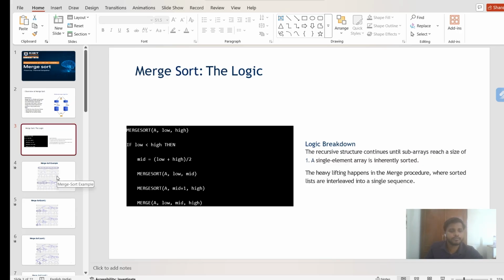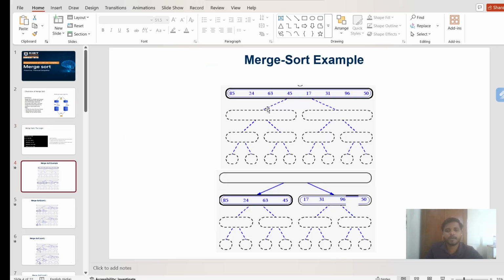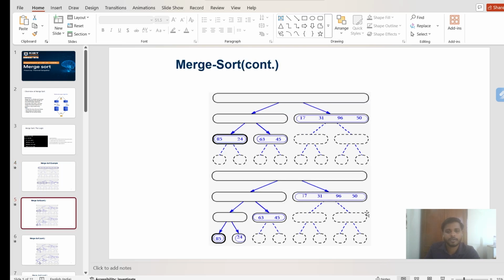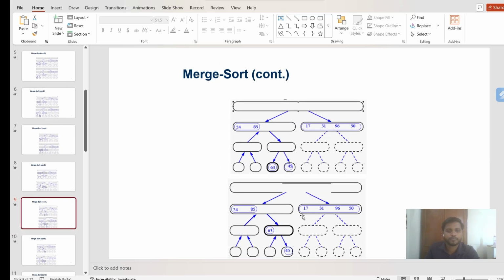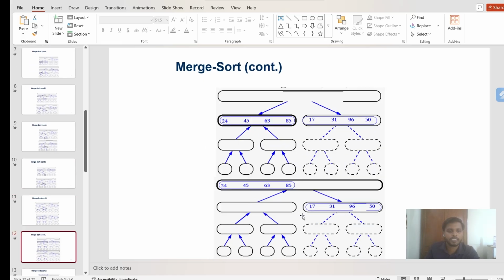Now let us see this example. This is the example I just now discussed. Initially, this is the thing, and 85, 24, 63, 45 will come here, 17, 31, 96 and 50 is going to come here. So similarly, this will be divided into again two halves, 85, 24, 63, 45, and then 85 will come here, 24 will come here, and so on.